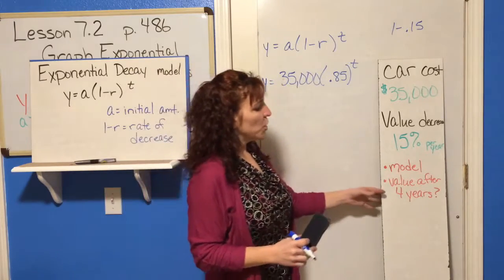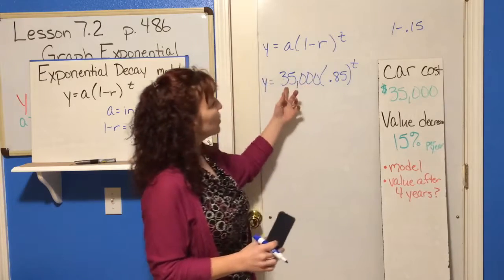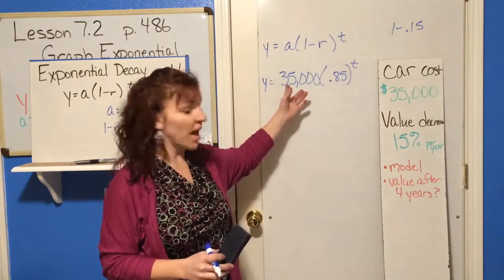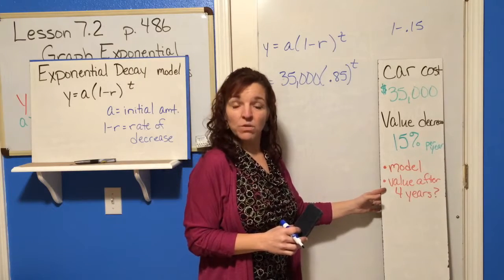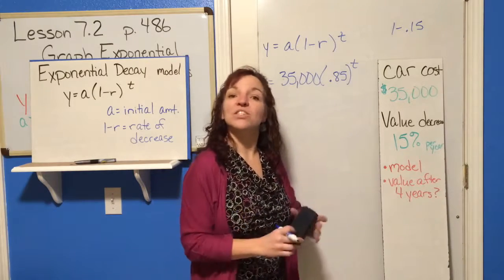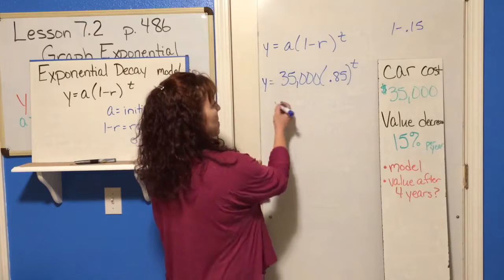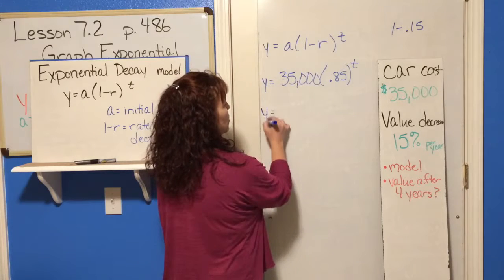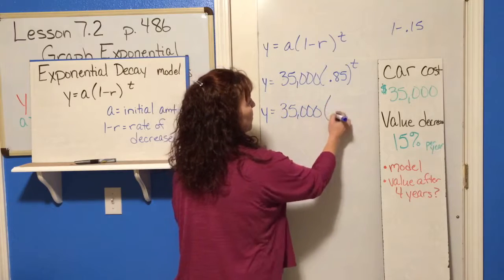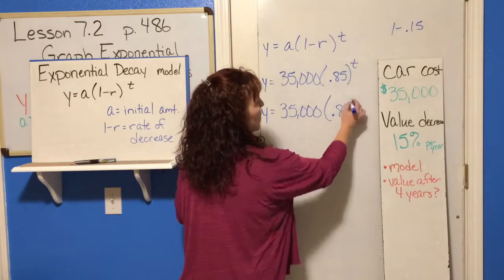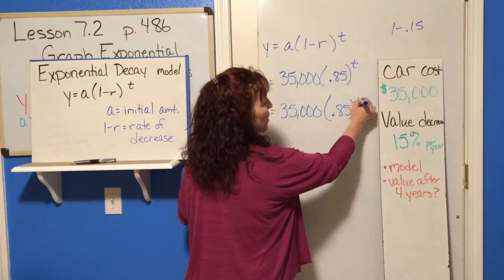And now if we want to know what is the value of that car, so I paid $35,000 for this car off the lot. In 4 years, I don't like it quite so much, I want a new car. Well, in 4 years, how much is that car worth? Let's look and see. We can simply put it into the formula. And our time is 4 years.